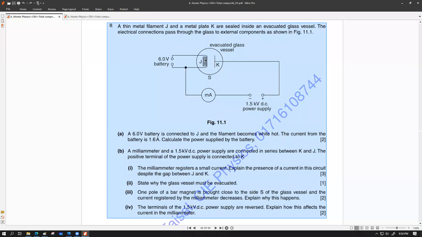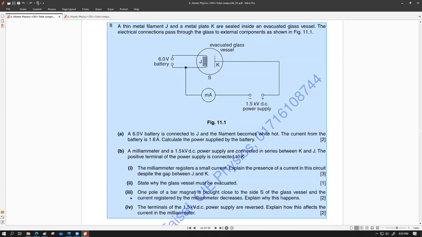Number 2: state why the glass vessel must be evacuated. The glass vessel must be evacuated so that the free electrons do not collide with the atmospheric particles, because that way they would get absorbed and not be able to reach the anode K.